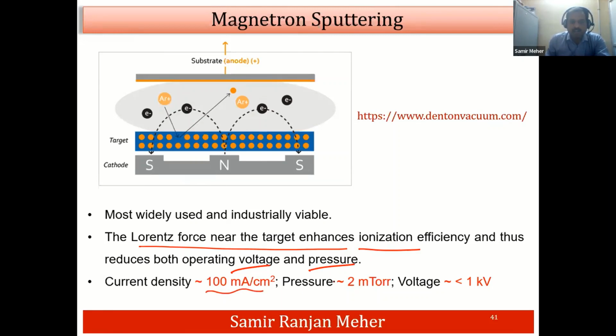And the plasma can be sustained even at a very low pressure, typically 2 millitorr or less than that. The breakdown voltage is typically a few hundreds of volts for a typical sputtering chamber. So this is the most widely used and it is industrially viable.